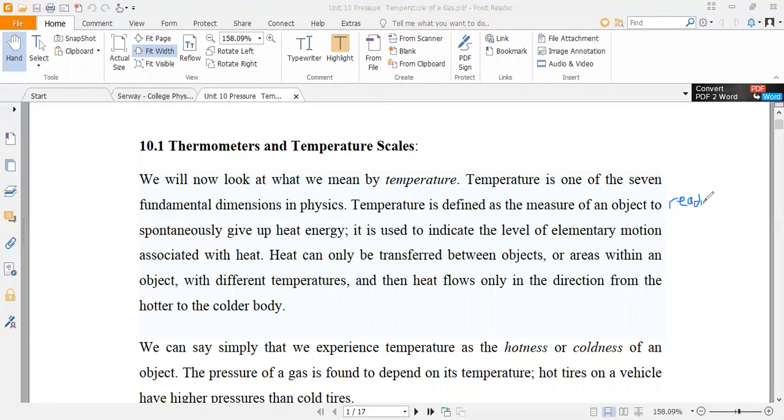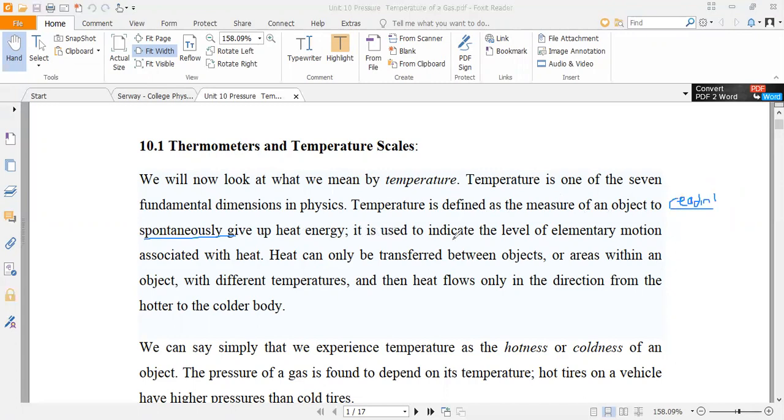Readiness. Okay. Anyway, we know what I want to write. So it is the measure of an object's readiness to spontaneously give up heat energy.